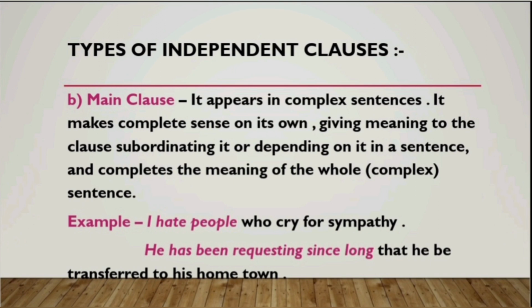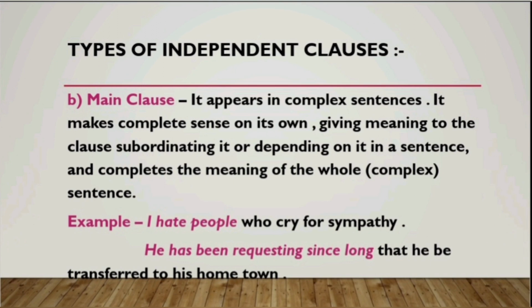So basically, a complex sentence has an independent clause attached to a dependent or subordinate clause containing a subordinating conjunction like who, which, that, where, while, before, etc. The main clause makes complete sense on its own, and it is also giving meaning and context to the subordinating clause which is attached to it.